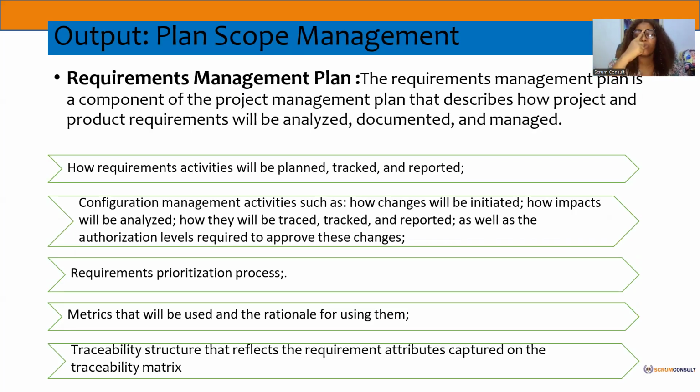So this is what we call the requirement plan. Remember, we said the output is both the scope plan and the requirement management plan. The requirement management plan is a component of the project management plan that describes how project and product requirements will be analyzed. How are we going to identify, how are we going to analyze, how are we going to document, how are we going to manage it, how requirement activities will be planned, tracked, and reported.